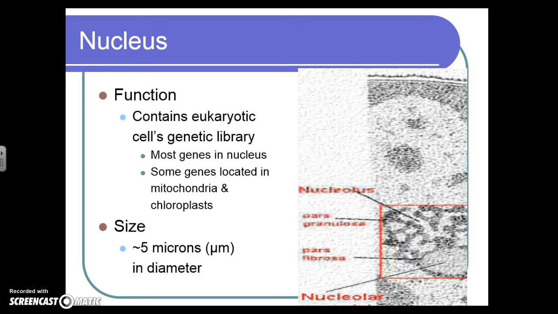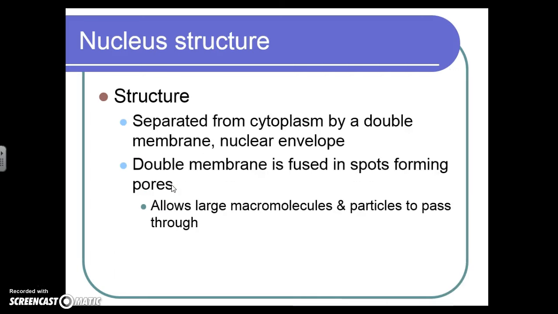Okay. Some genes are also going to be located inside the mitochondria and chloroplast. Now, some of those genes are actually going to be coded. Mitochondria have their own DNA, so do chloroplasts. Now, one of the common misconceptions is that mitochondria are only in animals and chloroplasts are only in plants. Mitochondria are in us, but plants have not only chloroplasts, they also have mitochondria as well.